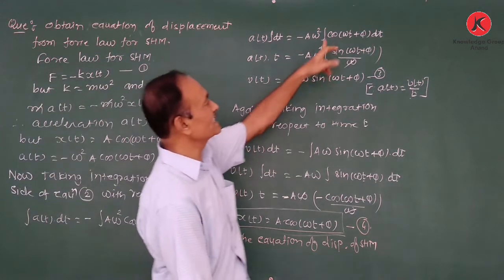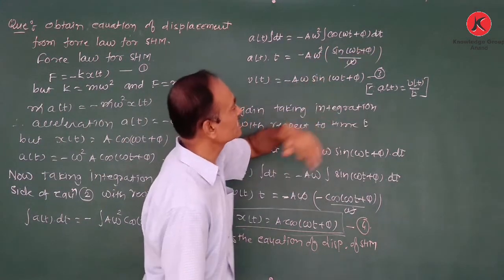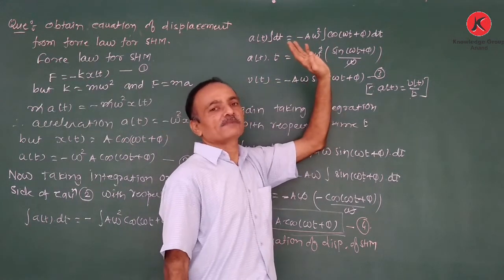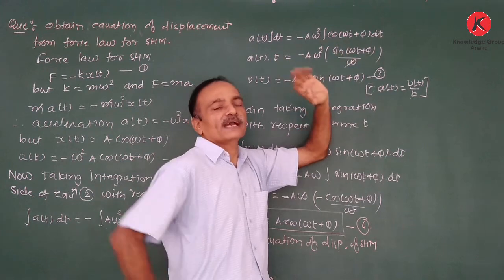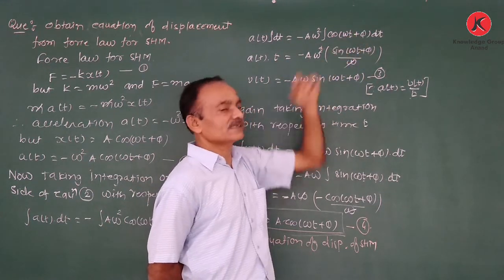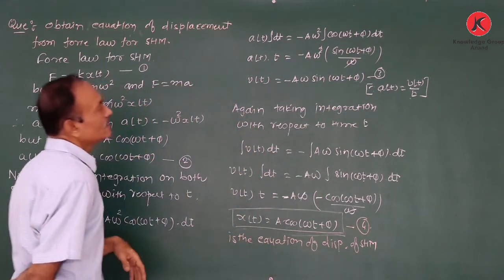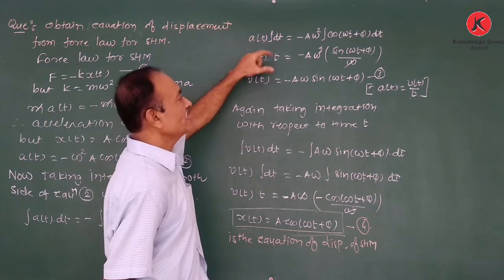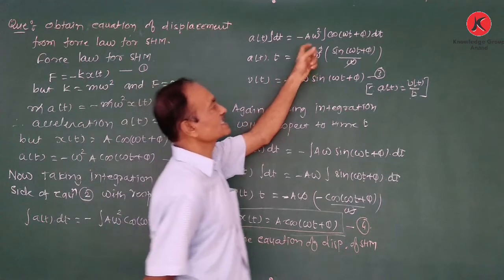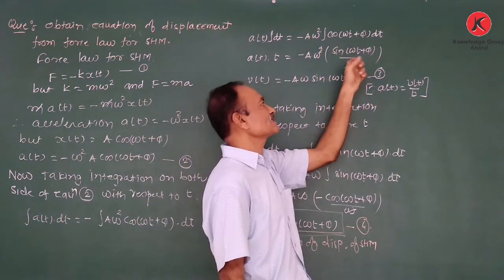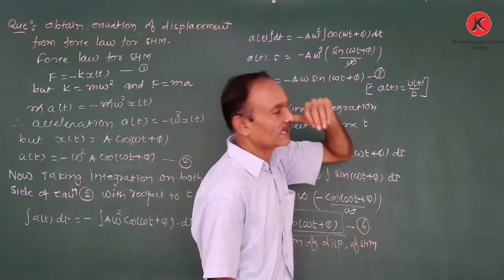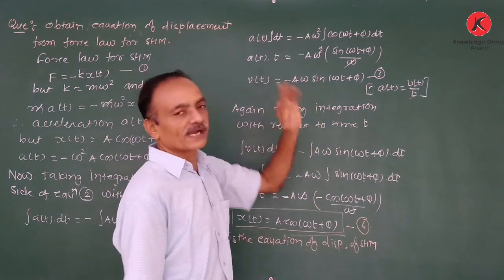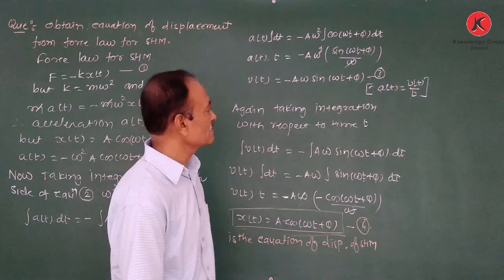Taken out of this integration. Now, the integration of cos(ωt + φ) is sin(ωt + φ), and the integration of this bracket is 1 upon ω. On this side, the integration of dt is only t. So a into t is equal to minus a ω² sin(ωt + φ) upon ω, one ω cancels. Only we obtain minus a ω sin(ωt + φ).